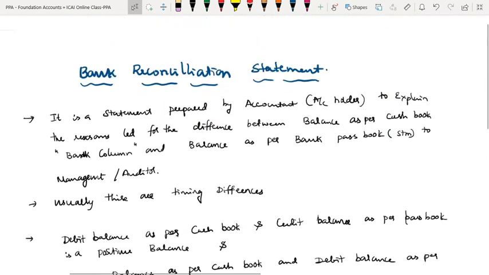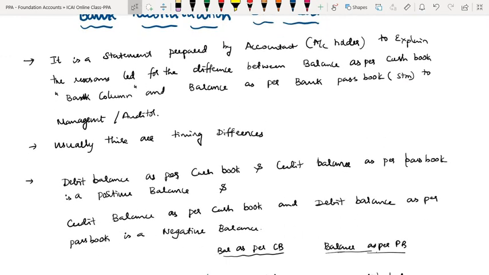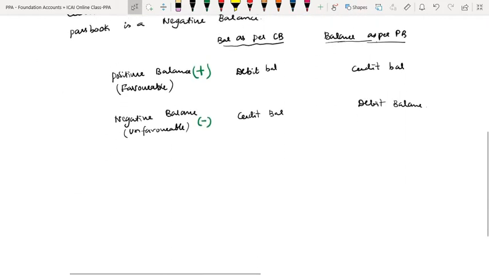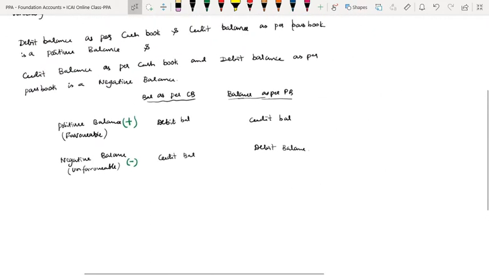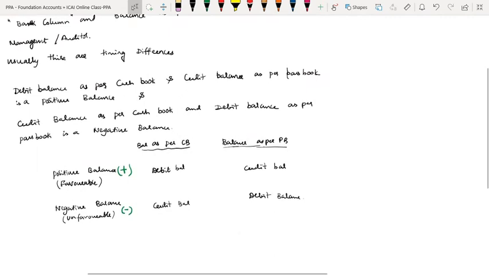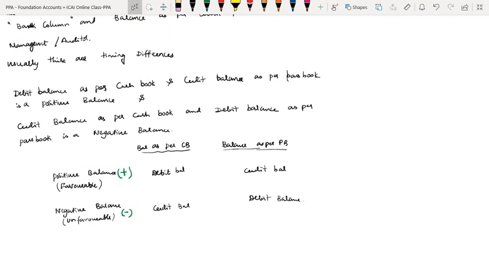Now, what is a bank reconciliation statement? It is a statement prepared by the account holder or accountant to explain the reasons that led for the difference between balance as per cash book bank column and balance as per bank passbook or bank statement, to the management or auditor. Because at the end of the day, as per your books, from your books only you will prepare the trial balance.